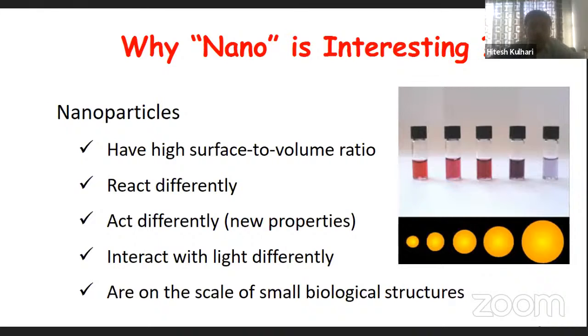Next, they are also on the scale of biological structures. In the last two slides we saw that the most important property of nanoparticles is their size, that is 1 to 100 nanometers. In the 1 to 100 nanometer range there are a lot of biological molecules like antibodies and proteins. They have a similar scale of size, so nanoparticles can rapidly interact with those biological molecules.